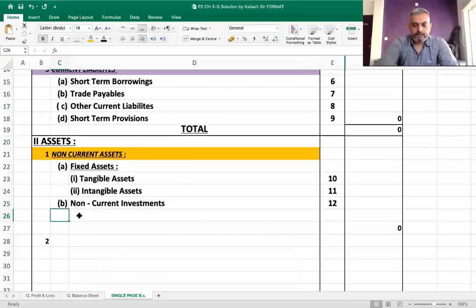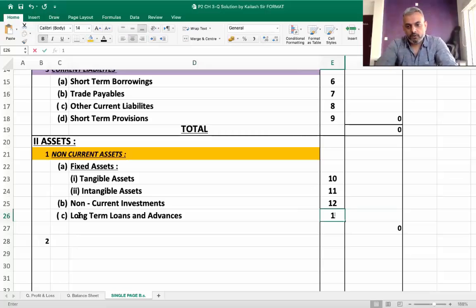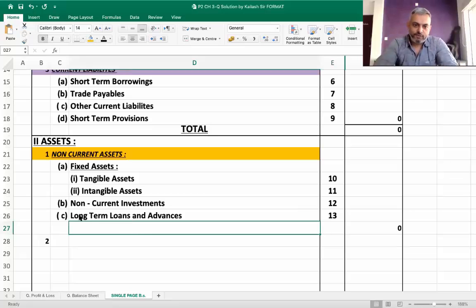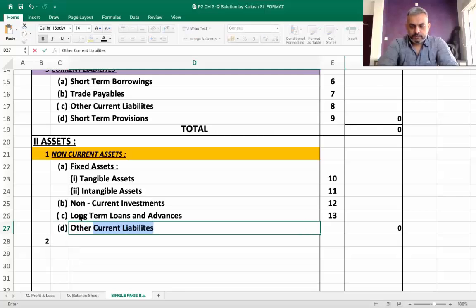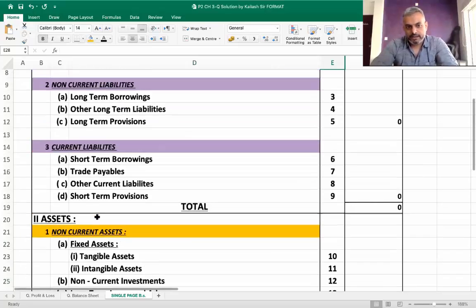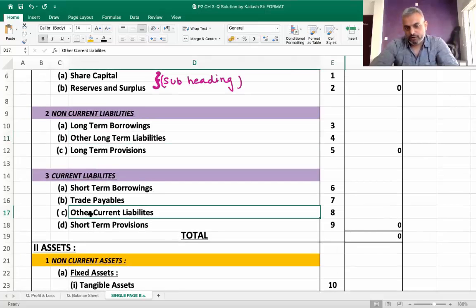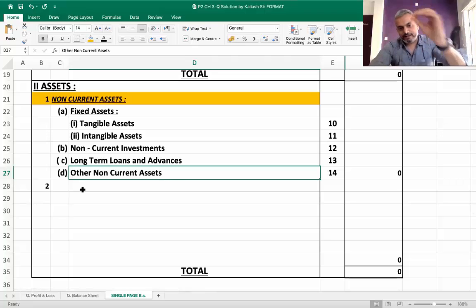Then C, long-term loans and advances. Now, what is this long-term loans and advances? Long-term loans and advances is where you have given money to someone. And D, other non-current assets. So whatever does not come anywhere in A, B, C will come to D. You can see we have other over here also, other over here also, other over here also, and other even in the next. So you have to keep this in mind: everywhere there will be an other category.